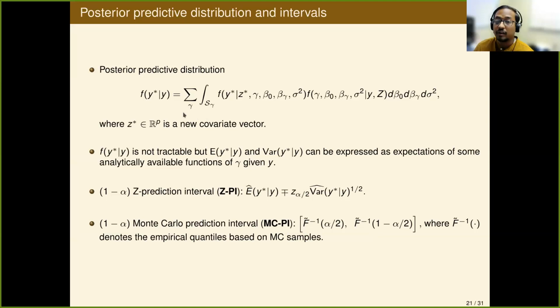We also have the posterior predictive distribution, averaged over all these gamma, but this is not tractable. So what we can do is consider only these discovered high posterior probability models, and base our posterior predictive distribution only on the models that we have discovered using this algorithm. Although this is not entirely tractable, the mean and the variance can be expressed as expectations of some analytically available functions of gamma, of the models given the data. And we can accordingly consider a prediction interval based on the posterior predictive mean and variance.